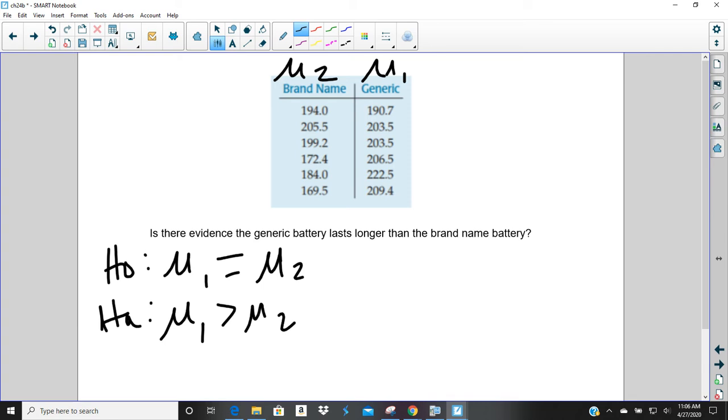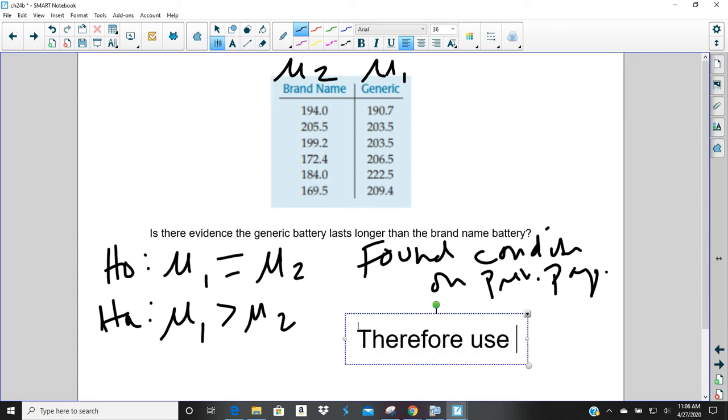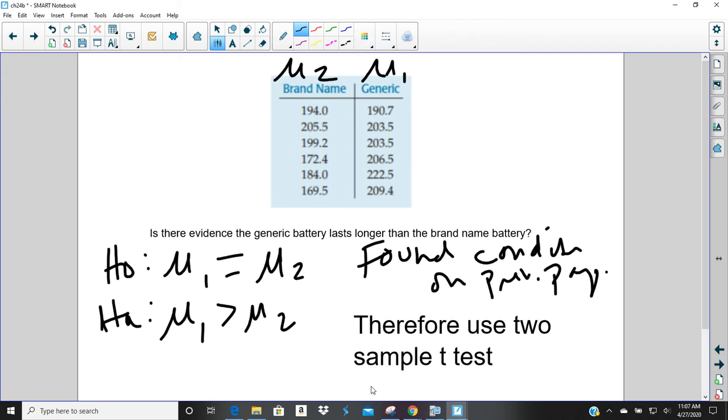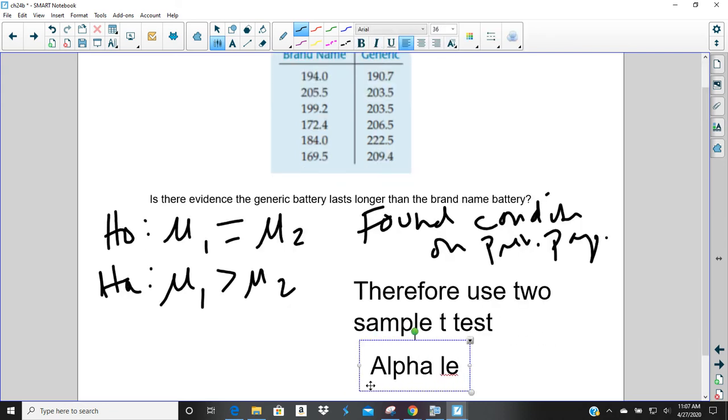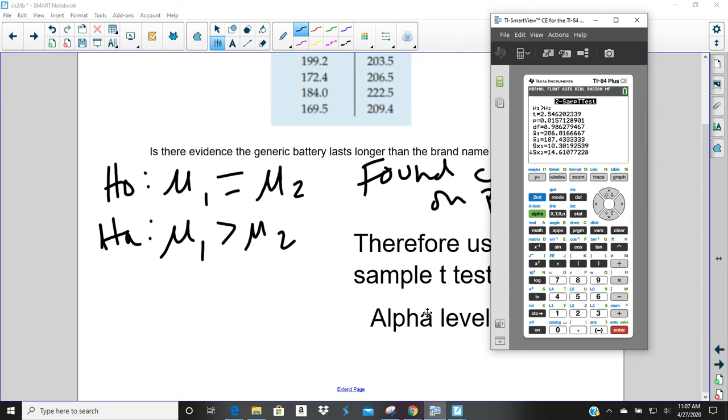We found the conditions on the previous page. You would write all the conditions down. We're going to, therefore, use a two sample t-test. Let's make an alpha level of 0.05. So now let's do the test, which I just did. I didn't look at the data.